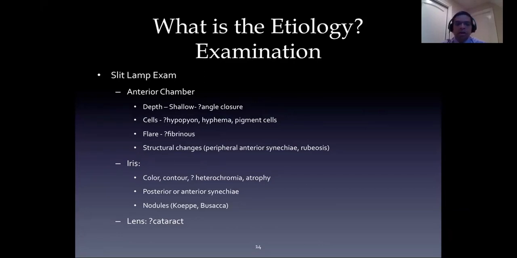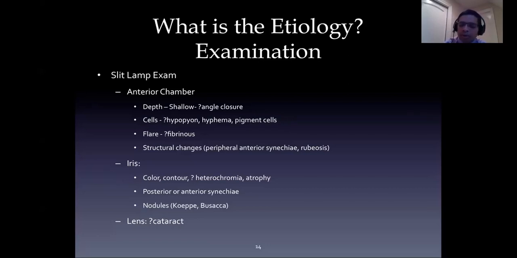Is there significant flare, enough to cause fibrin, for example, that may tell us, hey, fibrinous iridocyclitis is probably HLA-B27 if it's unilateral and associated with low back pain. So these are all important considerations when viewing the anterior chamber. You want to look for rubeosis, iris neovascularization. You want to look also at the iris contour, heterochromia, atrophy.